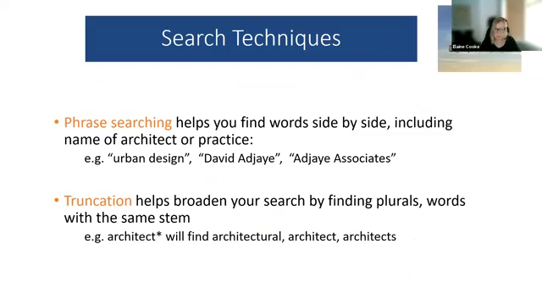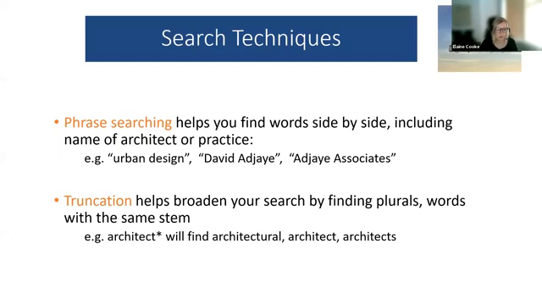And in terms of some search techniques on the databases, these occur across most search engines and interfaces. Using phrase searching can be very useful to make your searching more specific. So to find words side by side, for example, urban design, putting speech marks around that phrase will search for those two words together. This is also really useful if you're looking for the name of an architect or the name of an architecture practice. For example, David Adjaye or Adjaye Associates will pinpoint those more exact results.